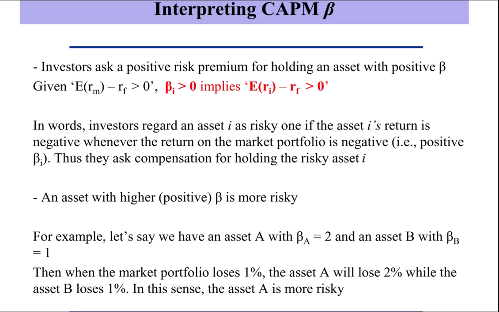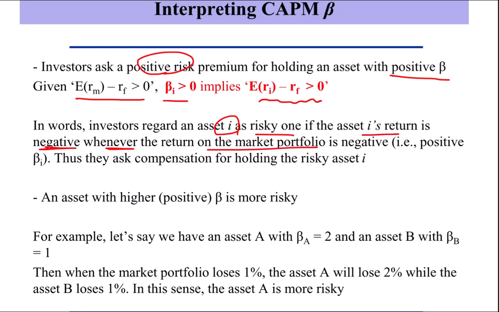Then how do we interpret CAPM beta? Investors ask for a positive risk premium for investing into an asset with positive beta. Given a positive market excess return, positive beta implies you ask for a positive risk premium for investing into that asset. In words, investors regard asset i as a risky one if asset i's return is negative when the return on the market portfolio is negative. This is the meaning of positive beta.